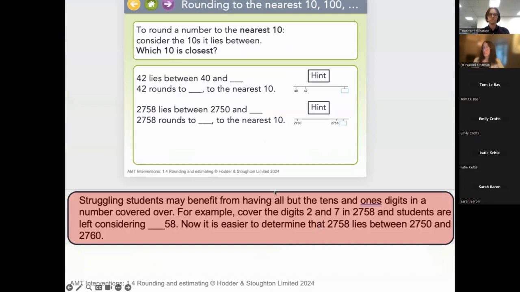And further possible support appears in the slide notes once again, where it's suggested that struggling students may benefit from having all but the tens and ones digits in a number covered over. So here you would cover over the 2 and the 7, so they can only see 58. And students are just left considering that number, and it's much easier for them to determine that 2,758 lies between 2,750 and 2,760.